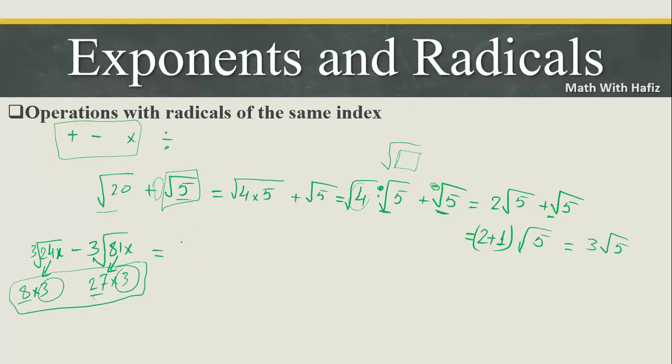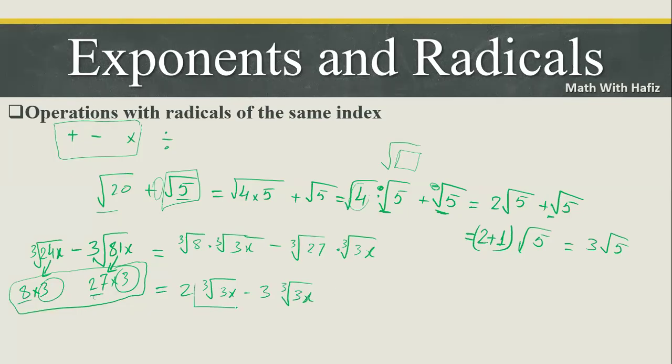So it will be cube root of 8 multiplied by cube root of 3 into x, minus cube root of 27 into cube root of 3x. So it will be 2 cube root of 3x minus 3 cube root of 3x.